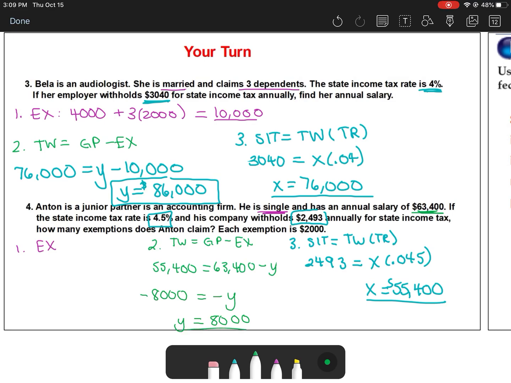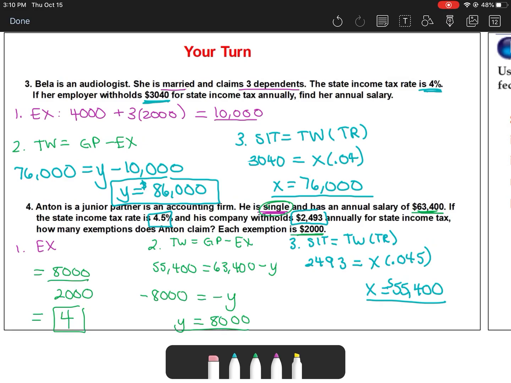Okay, so this tells me how much I had in exemptions. So I had for exemptions $8,000. So does that mean that I have 8,000 exemptions? No, that's crazy. Okay, so to figure out how many exemptions I have, I know that each exemption is 2,000. So I'm going to take 8,000 and divide it by 2,000, in which case I get 4. So we know Anton had 4 exemptions. So if I was analyzing that, I know since he's single, that's 2,000. So that would tell me that he has 3 other exemptions, which means that he has 3 dependents.